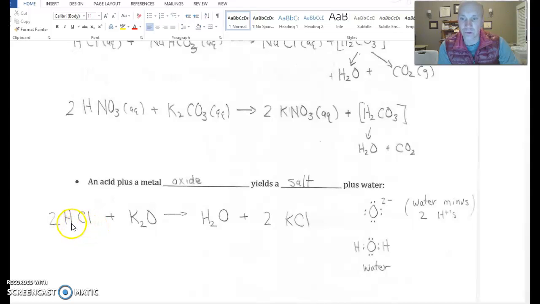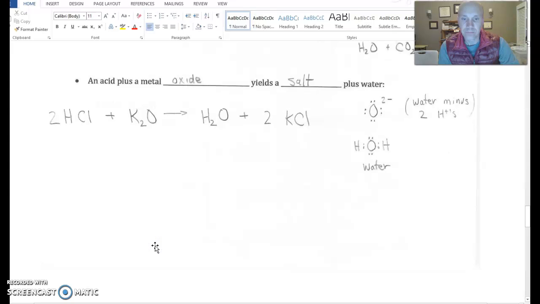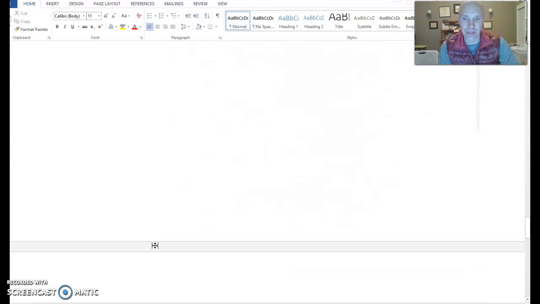All right, so we can do that this way. That ends up the H pluses combined with the oxide to make water, and then your salt is just going to be whatever is left over, which is going to be potassium chloride. Notice I should have put aqueous in parentheses here. Same thing here, same thing here, just so that you're doing your reactions correct.